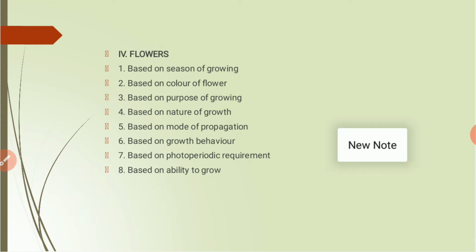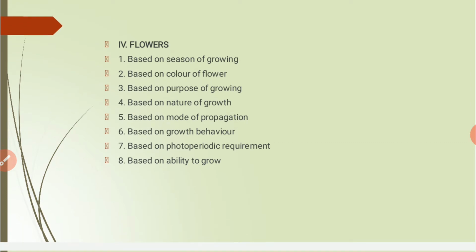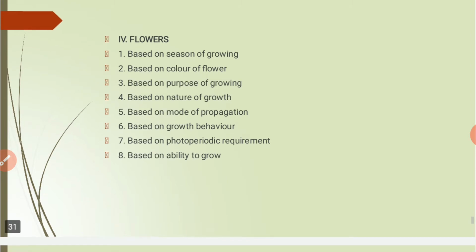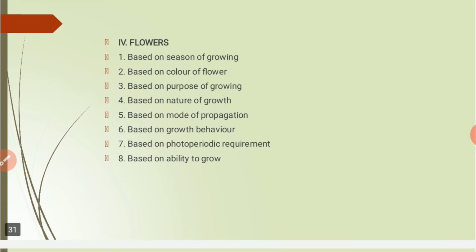Then the fourth one is based on the nature of growth, that is herbaceous, shrubs or trees. The fifth one is based on mode of propagation. On the basis of this, these are divided into sexual propagation or vegetative propagation. These flowers are classified.